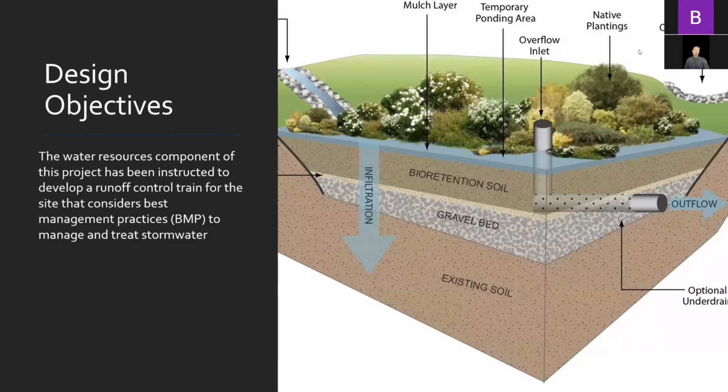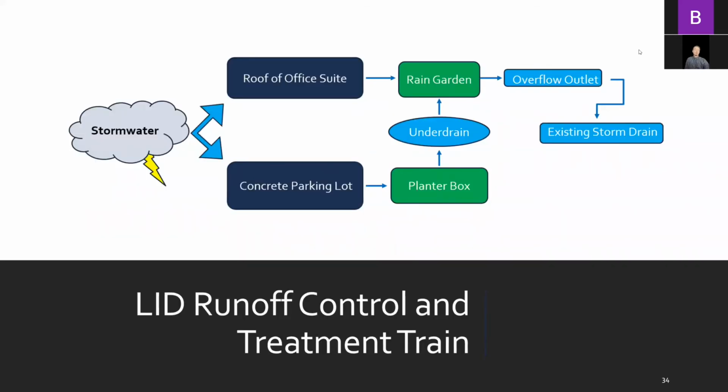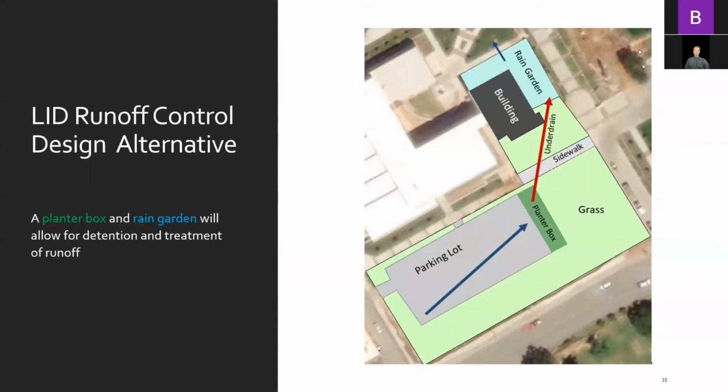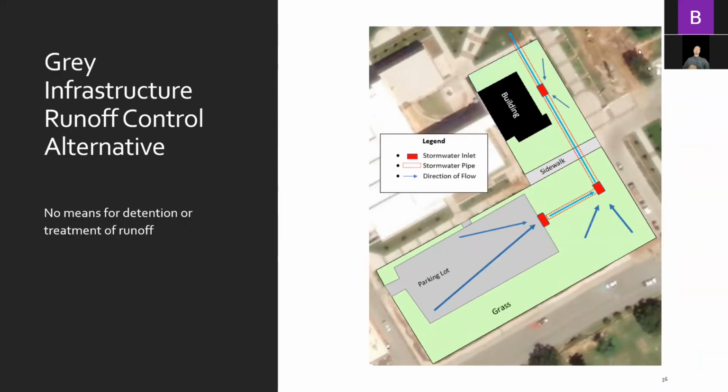This aspect of the project was instructed to design a runoff control train, which considered best management practices. This preliminary LID runoff control and treatment train was selected based upon the decision matrix presented last fall. Here's an overview of that design. It shows runoff being directed towards green infrastructure components. This is a traditional gray water infrastructure overview, and it shows traditional storm drains and inlets.